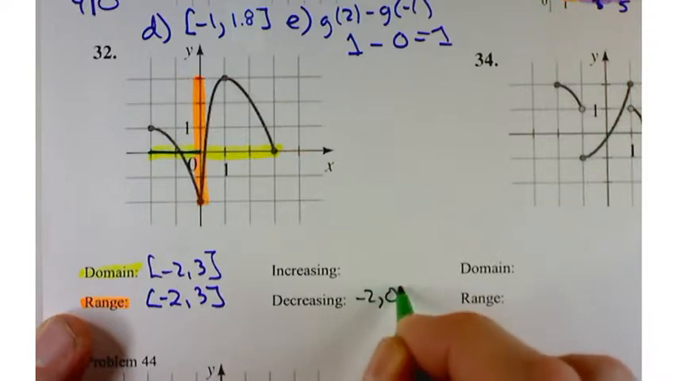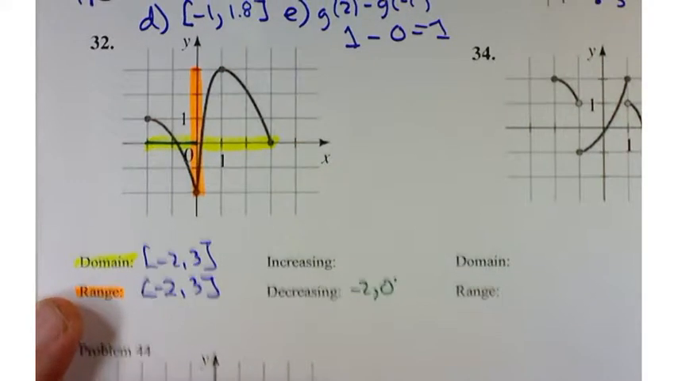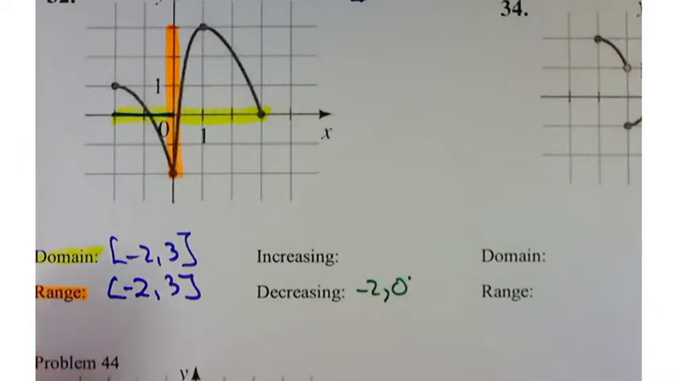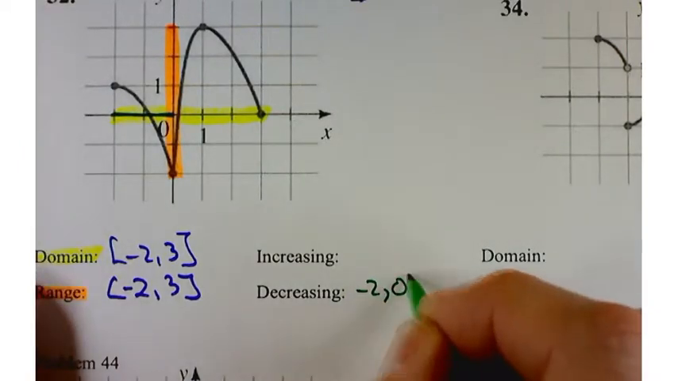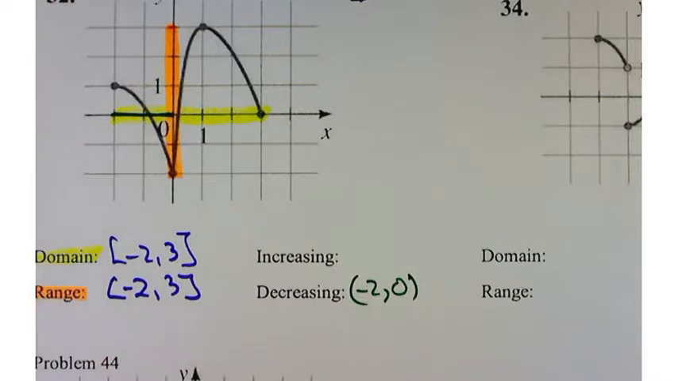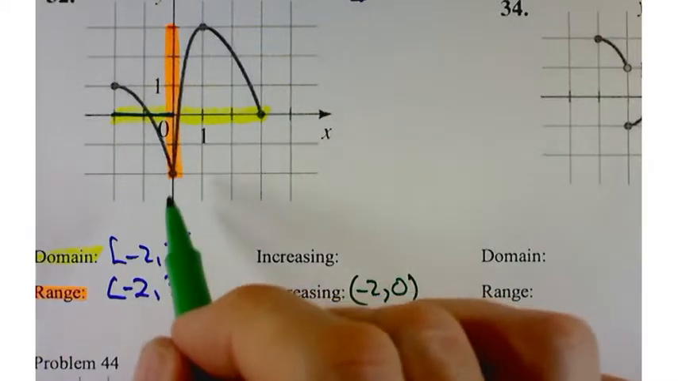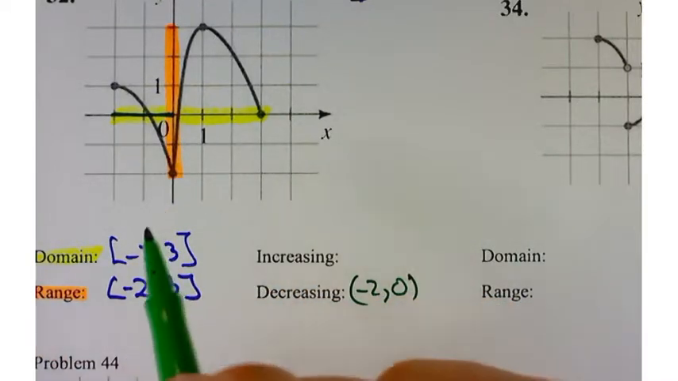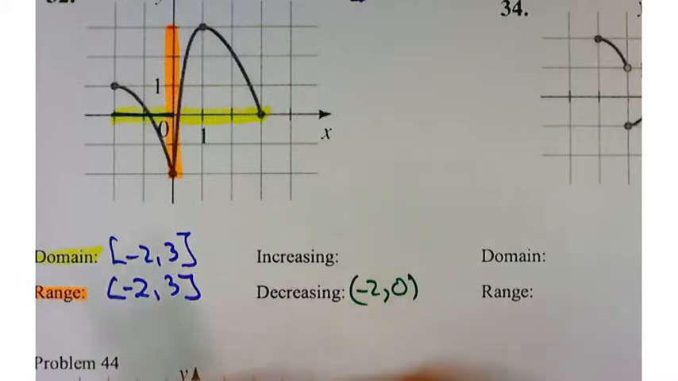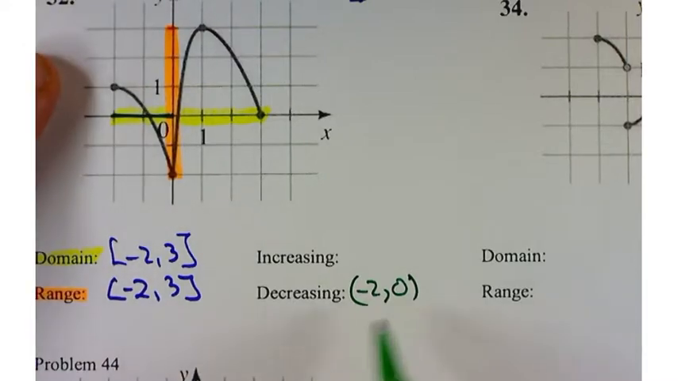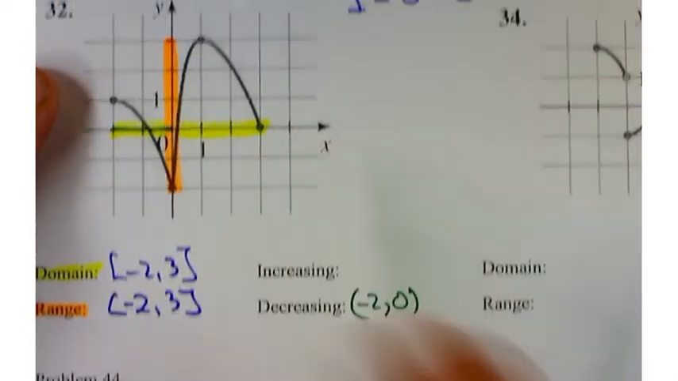Now I'm going to do something nice for you guys. We're going to keep this really simple. All your answers for increasing and decreasing are going to be with parentheses. So we don't have to worry about bracket or parentheses. To figure out what's happening at a particular point, you need calculus. And we don't have that yet. So we're just going to keep it real simple and use parentheses for all these answers on increasing and decreasing. After I get to 0, what happens to the function?